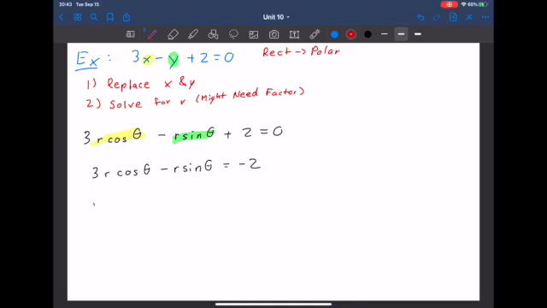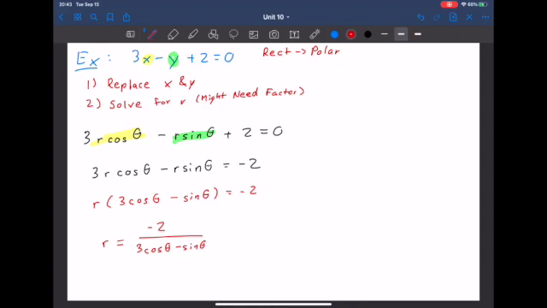So we would get r times (3 cosine theta minus sine theta) equals -2, and then r equals -2 over (3 cosine theta minus sine theta).